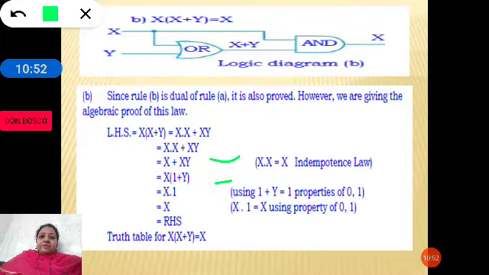Then xy. Here we have a common factor, so by factoring we are removing x outside the expression. So, it will be 1 plus y. There is a Boolean theorem which says that 1 plus x is equal to 1. Similarly, 1 plus y is equal to 1. Then we have one more Boolean theorem, that is x ANDed with 1 is equal to x. We have proved this. Therefore, the left hand side, LHS, is equal to RHS. With this, we have proved the second law of absorption.